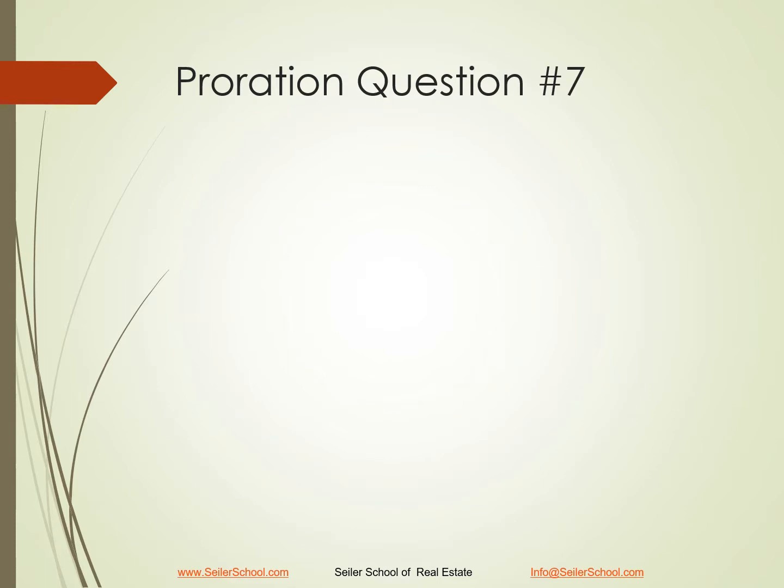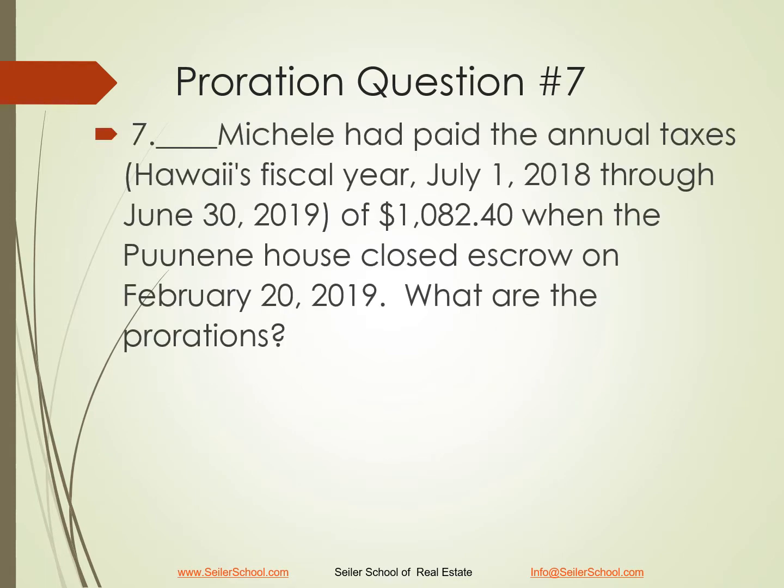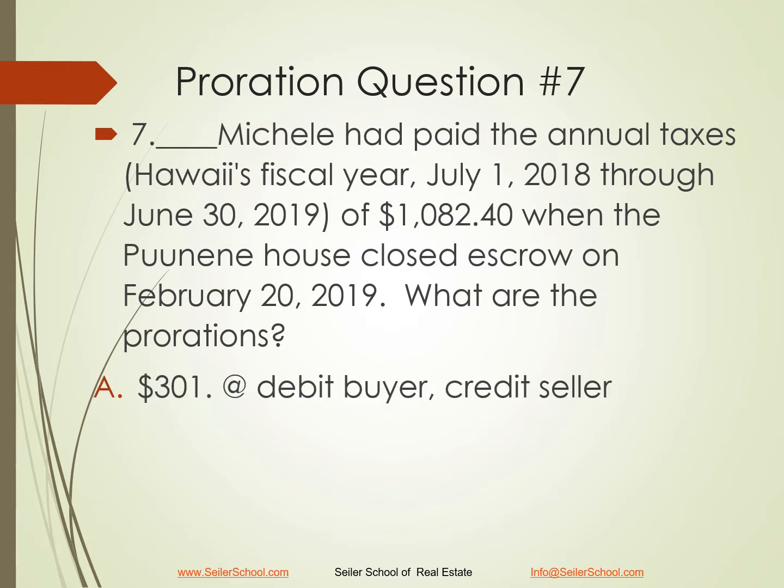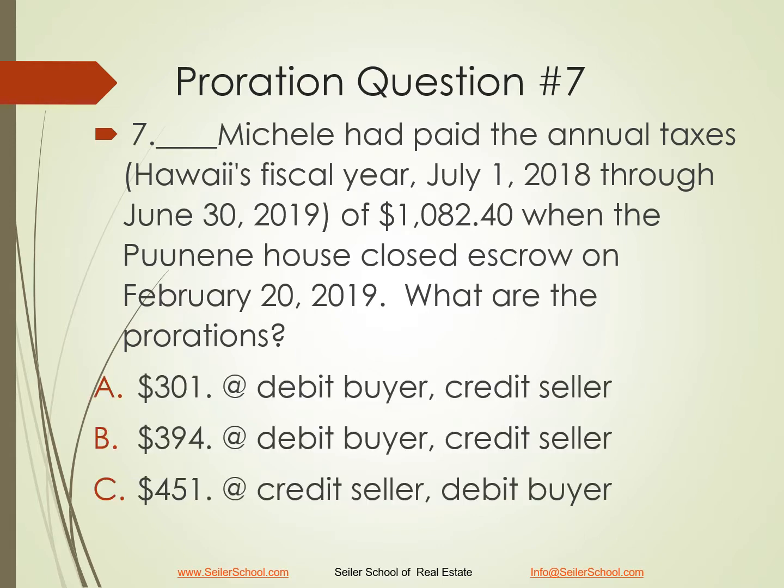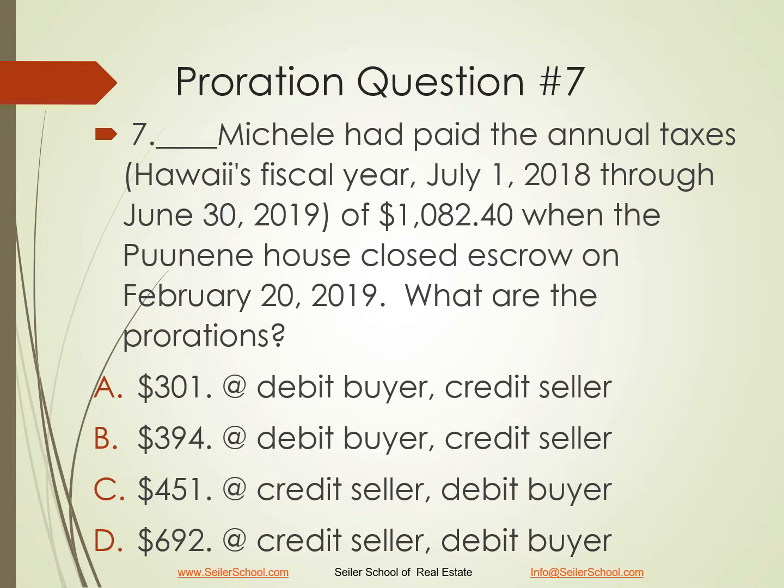Proration question number 7. Michelle had paid the annual taxes based on Hawaii's fiscal year, which runs from July 1st, 2018 through June 30th of 2019, of $1,082.40 when the Pu'unene house closed on February 20th, 2019. What are the prorations? Well, let's see if we can come up with one of these answers, shall we?